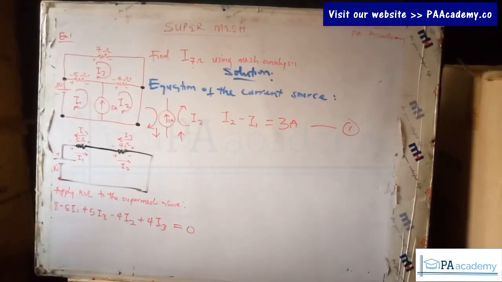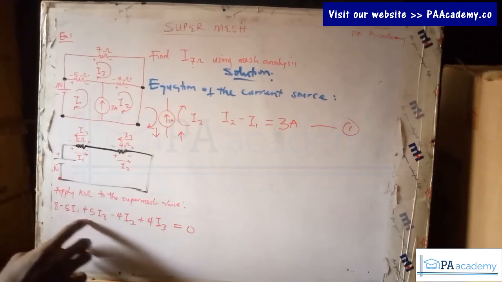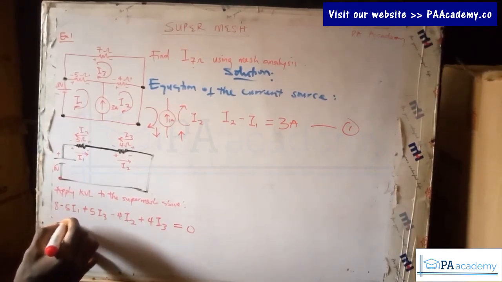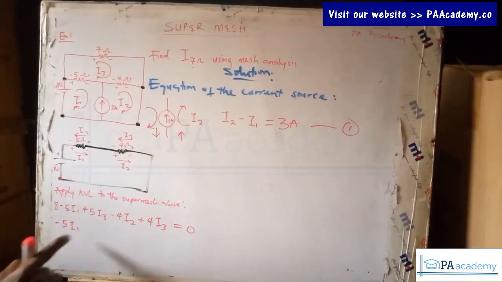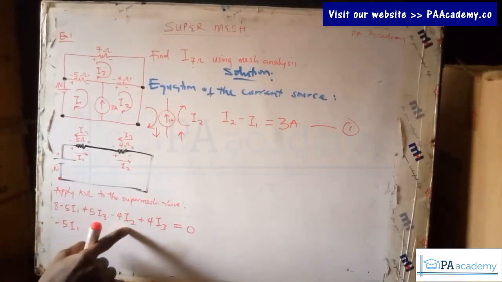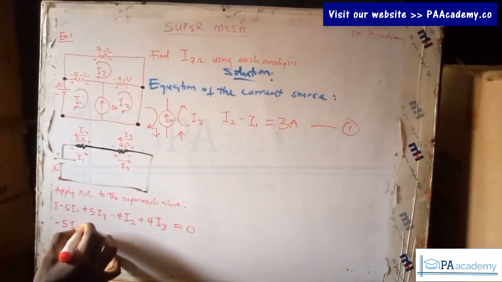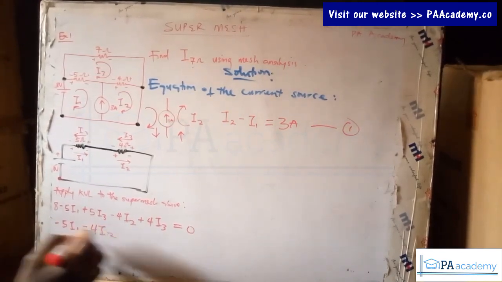So let's simplify this and see what we are going to be having. We are having I1 minus 5 I1. There's no other I1, so that's going to be minus 5 I1. We're also having minus 4 I2. I'm just doing normal math, just rearranging it. So that's minus 4 I2.